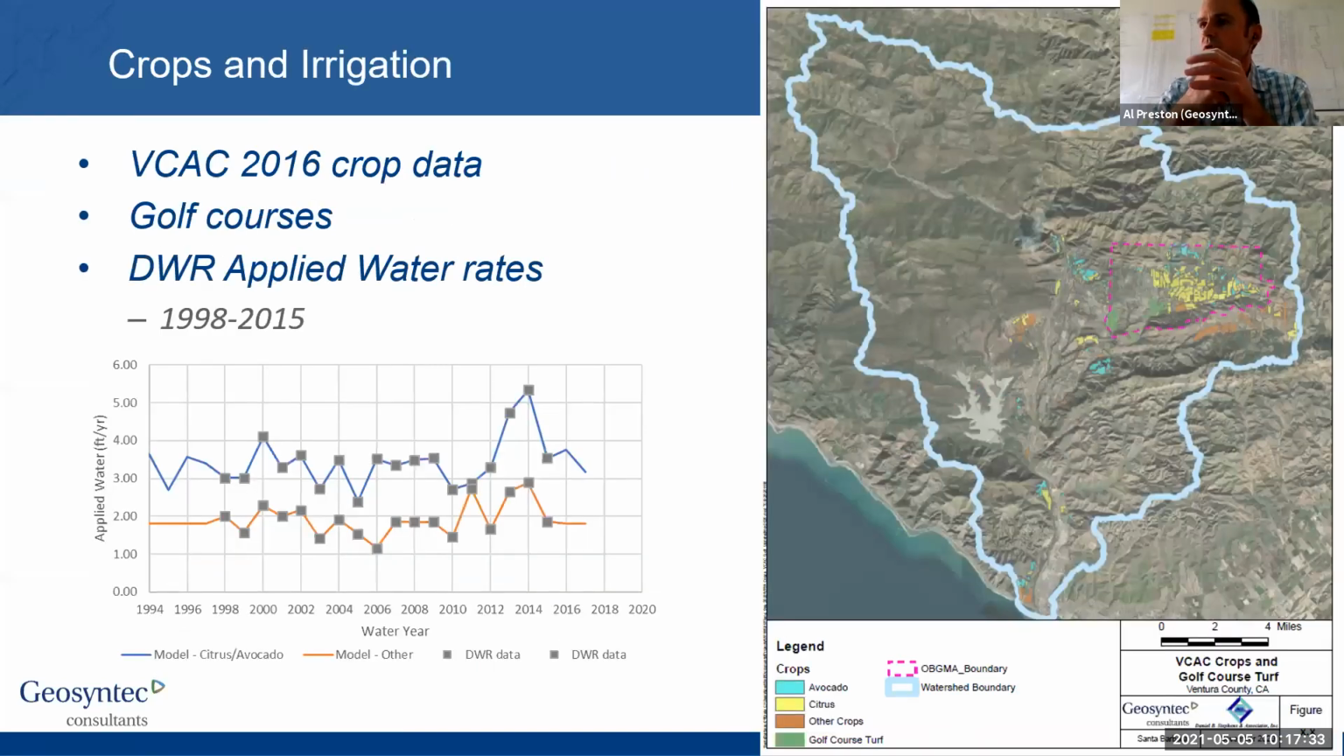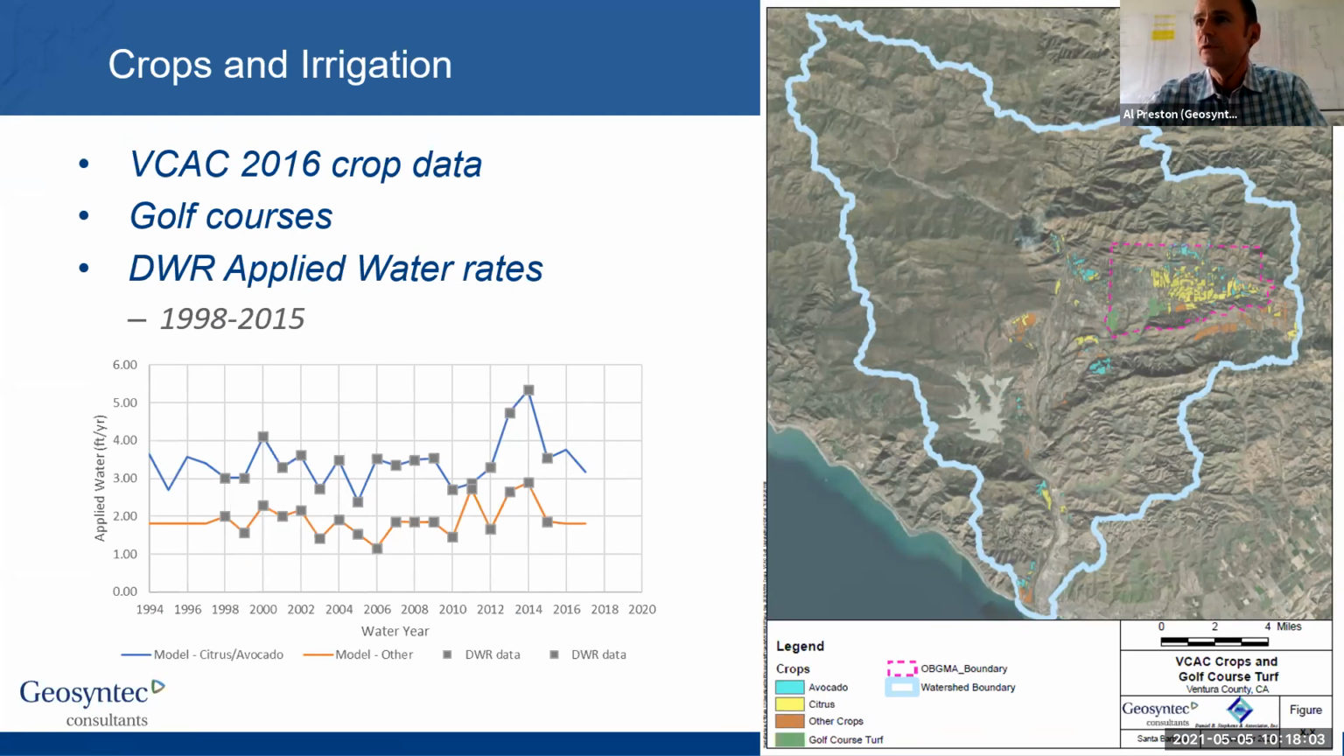The crops and irrigation: we used Ventura County Agricultural Commission data from 2016 to define where our crops are. They're shown here on the map on the right, in different colors. We grouped them into 3 main types: avocado, citrus, and then kind of everything else. We also delineated the 2 golf courses in the watershed, because obviously they're a big water user, and also this fertilizer on those as well.